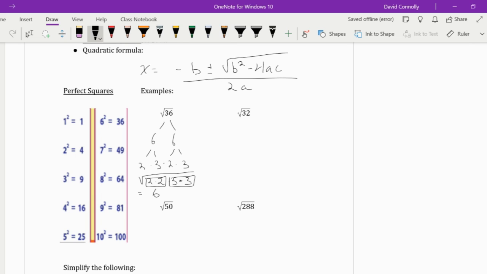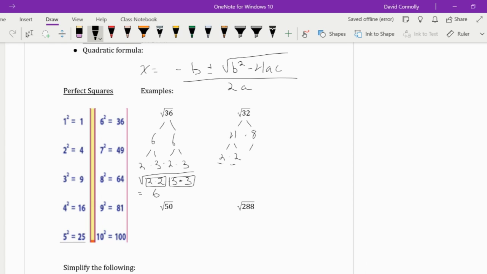So we go over to the next one, 32. Now you can start with any two numbers you want. We can do 2 times 16. We can do 4 times 8. It really doesn't matter. I'm going to use 4 times 8. Then I break down 4 to 2 times 2. And I can't do that any further, so I'm going to stop. Sometimes I like to underline the ones that I can't go any further with.